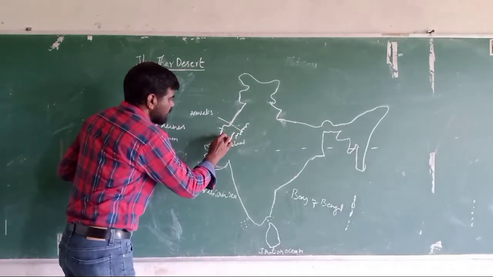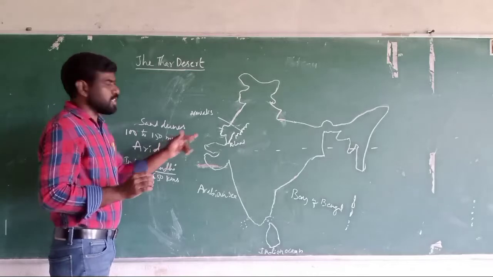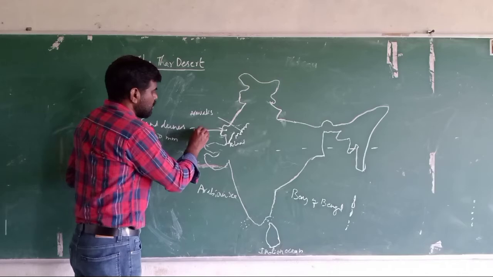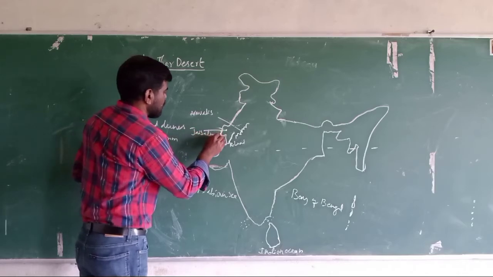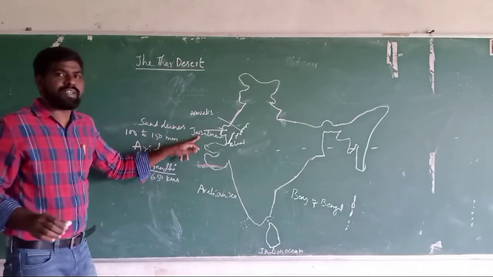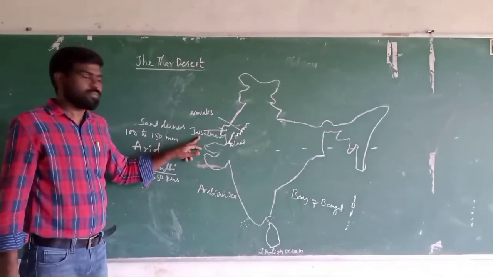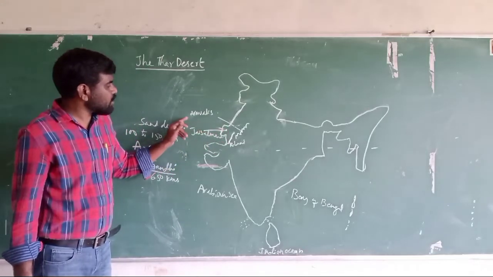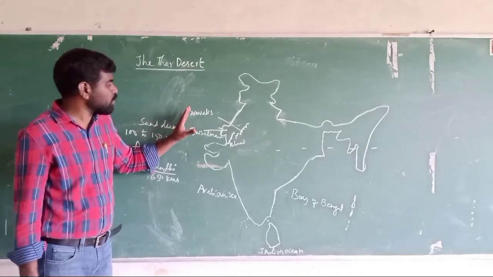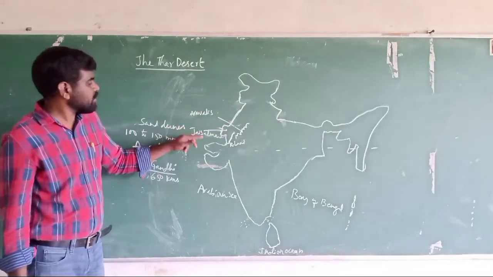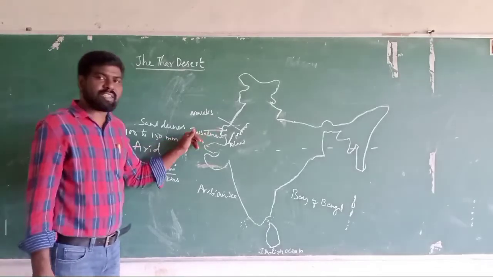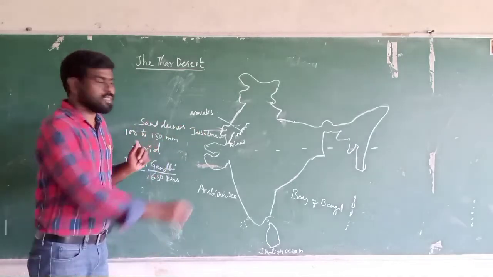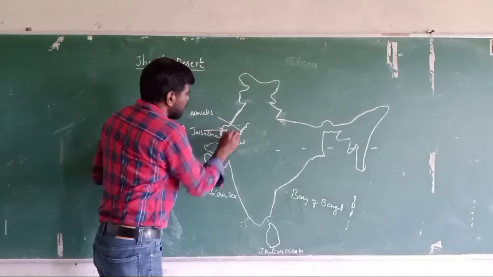Coming to the human settlements in this desert, in the northwestern part of Rajasthan is Jaisalmer. This is a desert city, located near Pakistan. The Indian city near Pakistan is Jaisalmer. The other desert settlements are Jodhpur and Bikaner.